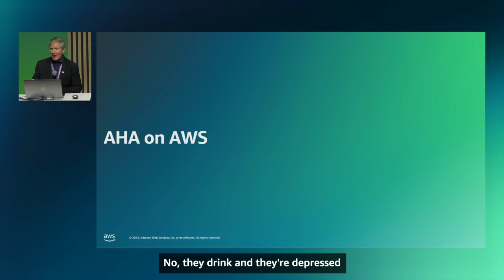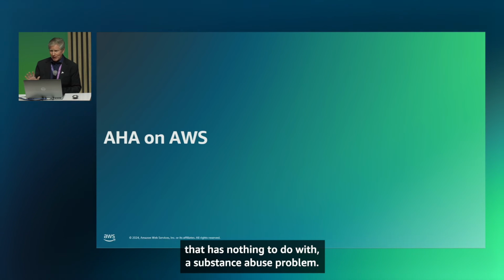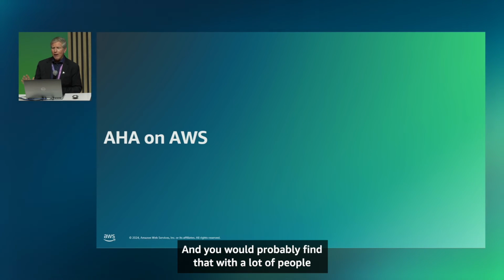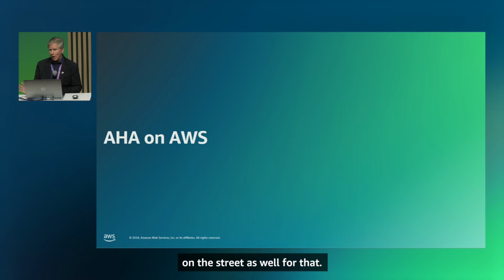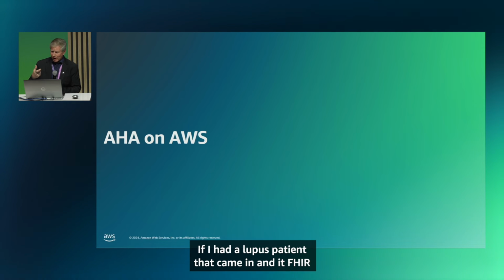No, they drink and they're depressed because they have the genetic programming to do that. It has nothing to do with a substance abuse problem. It has to do with the genetics they have. And you would probably find that with a lot of people on the street as well. So that's how you use it in healthcare.